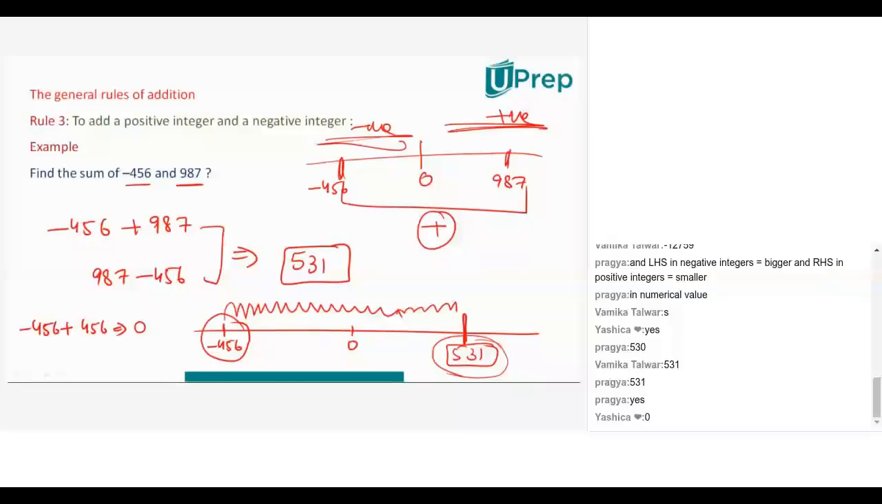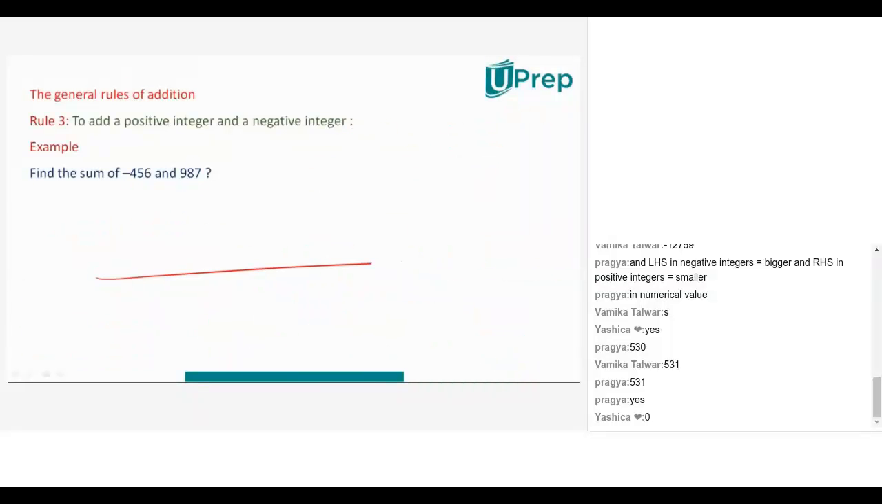So basically, to add a positive integer and a negative integer, you will always get positive. Not necessary. Negative or positive. Yes. See, if I say minus 456 plus 1, what do you get? Sir, minus 456 plus 1. So we get minus 455. Exactly. Did I get a positive answer? No, sir. I just took one jump, moved to minus 455. Is that clear? Yes, sir.